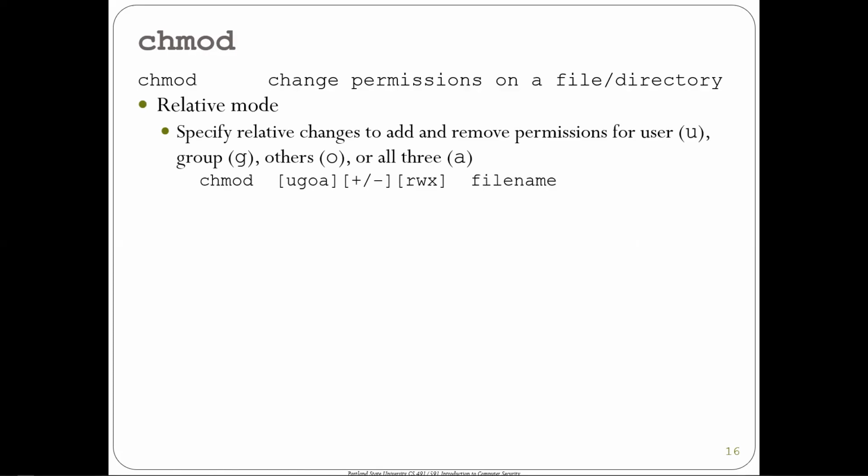The relative mode is the easiest to think about because you're going to say, well, what kind of subject permissions do I want to change? The user, the group, or the other access? And that's u, g, and o. I can also say I want to change the permissions across all of them to be the same thing, and that's what the little a is shorthand for. And then I'm going to either add or subtract one of these permission triplets from access to that file. And then I give the file name.